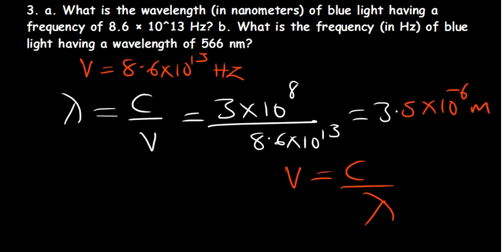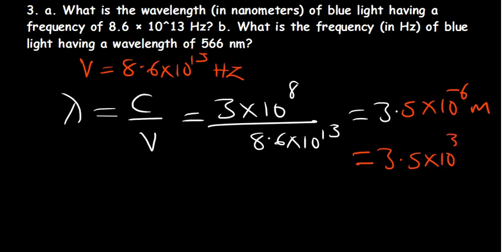We want the answer in nanometers. In nanometers, you can just multiply by 10 to the power 9. So we'll have 3.5 times 10 to the power 3 nanometers. If we are to have it in normal form, it's going to be 3,500, but we can leave it there. So 3.5 times 10 to the power 3 nanometers.